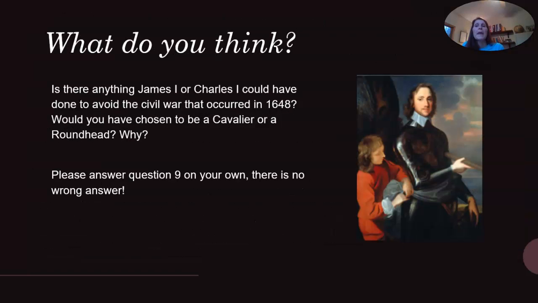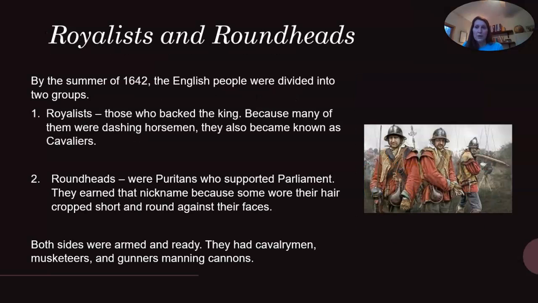What do you think? Is there anything James I or Charles I could have done to avoid the Civil War that occurred in 1648? Would you have chosen to be a Cavalier or a Roundhead, and why? And again, you need to have some background on this. That's why it's so important to have your readings done in your book. So when you go to fill in these notes, you have a good thought process. So there's no right or wrong answer. Please go ahead and fill that in on your own. That's an opinion question.